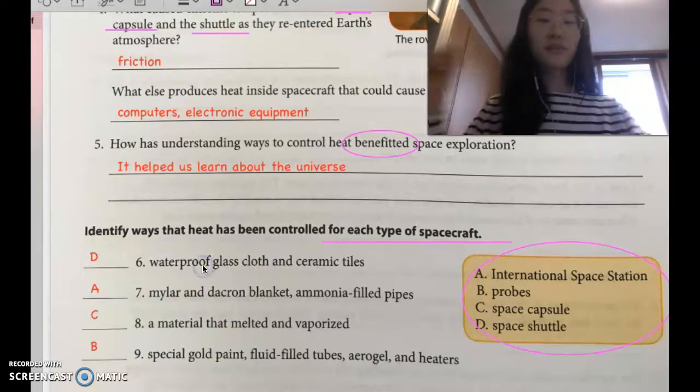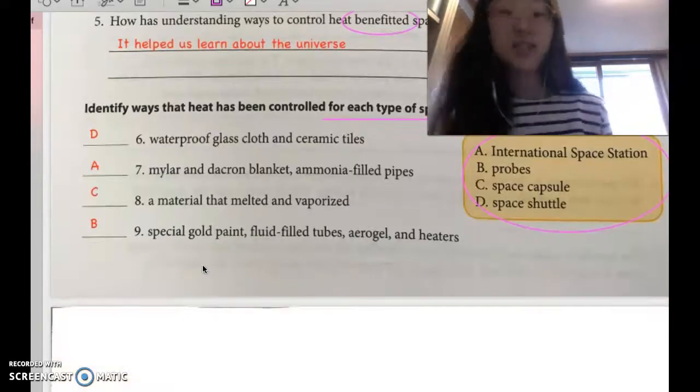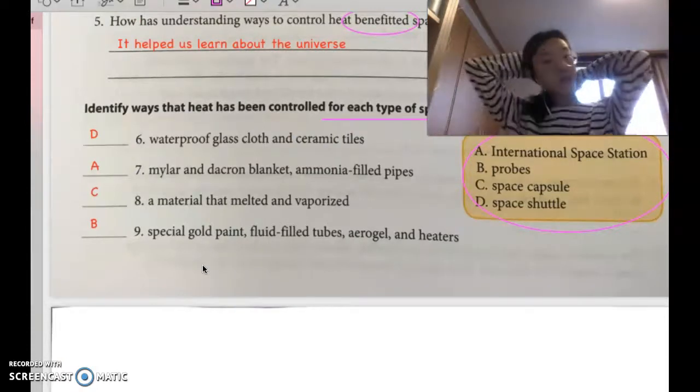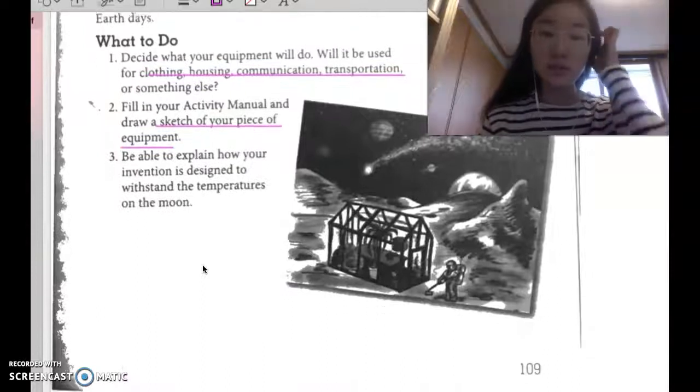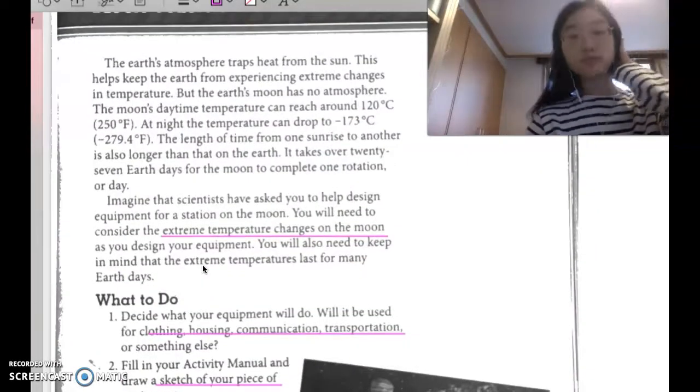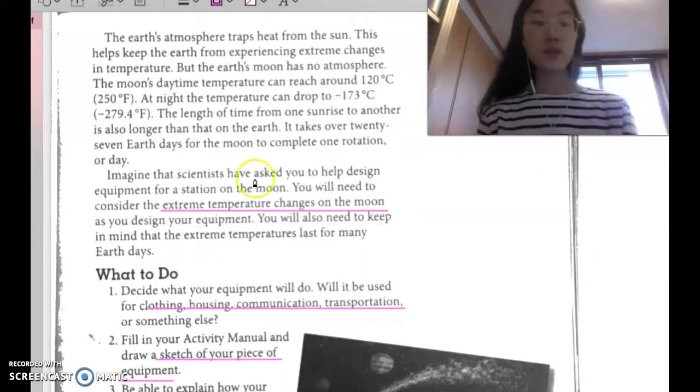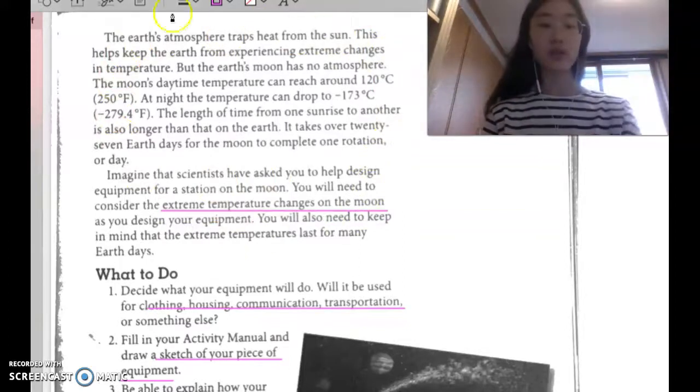All right, now for the fun part. You are going to design your own equipment. It doesn't have to be a spacecraft. It doesn't have to be a rocket. It could be, well, let me explain it to you. If you look at the textbook, page 109, it gives you instructions. So pause here and read the first 2 paragraphs on your own.